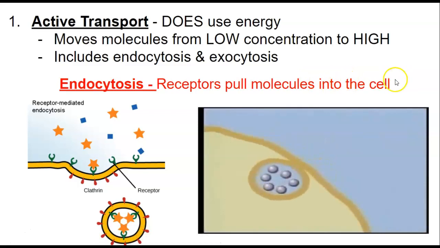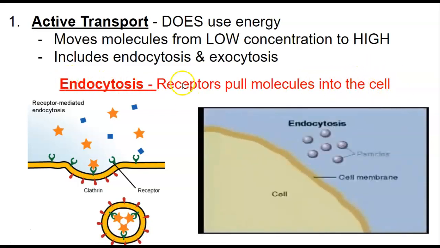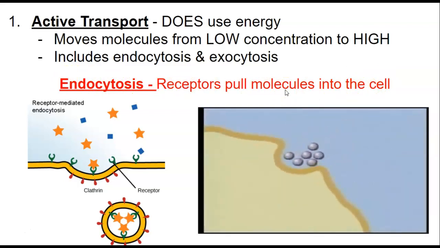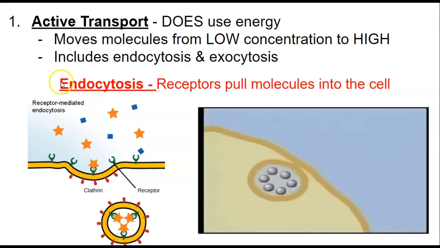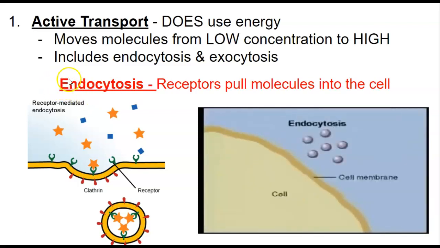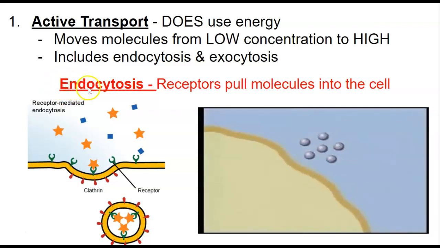So all you need to know is receptors help and they pull the molecules into the cell, okay? If you want to write they pull it in by surrounding them, you can do that too, but you need to write down the definition for endocytosis. If you take Spanish or another foreign language, you'll notice that en means in, right? So it's pulling them in, or you can just think that en sounds like in.